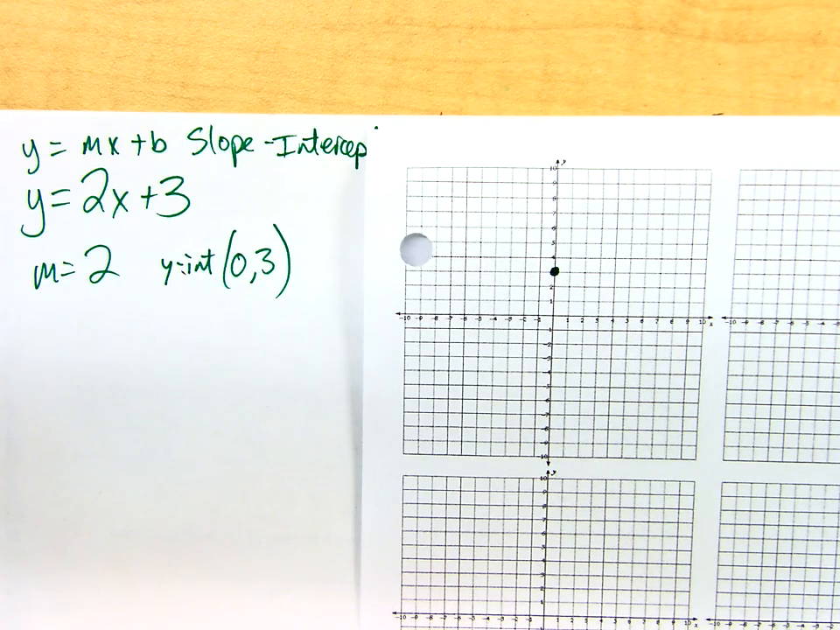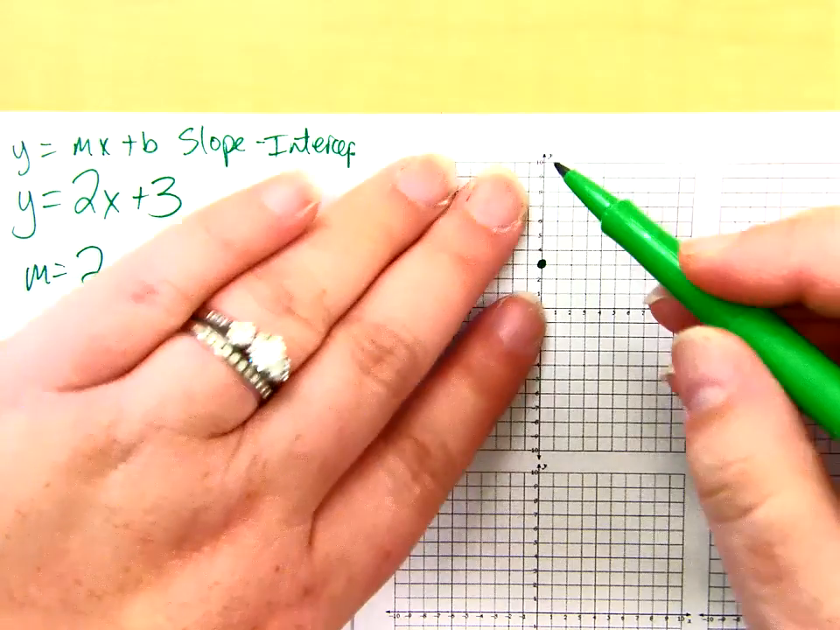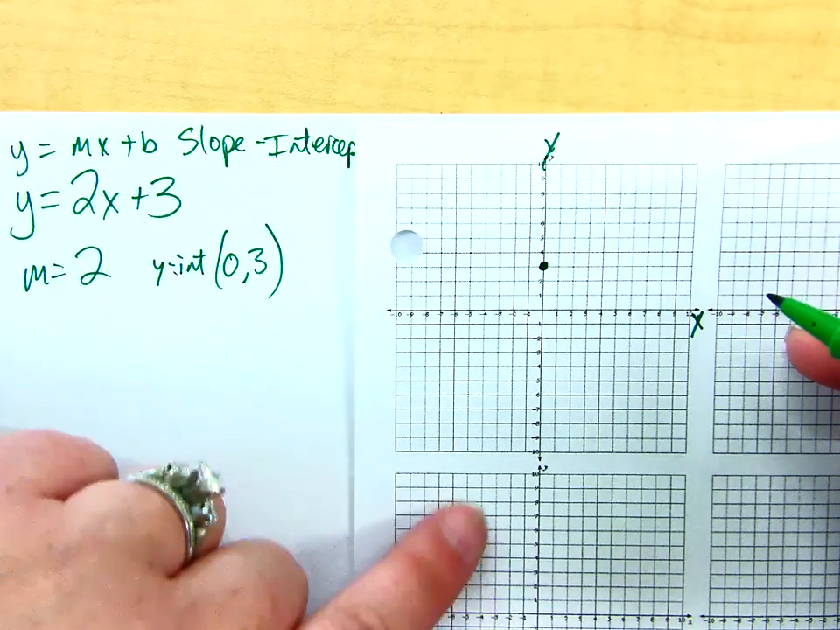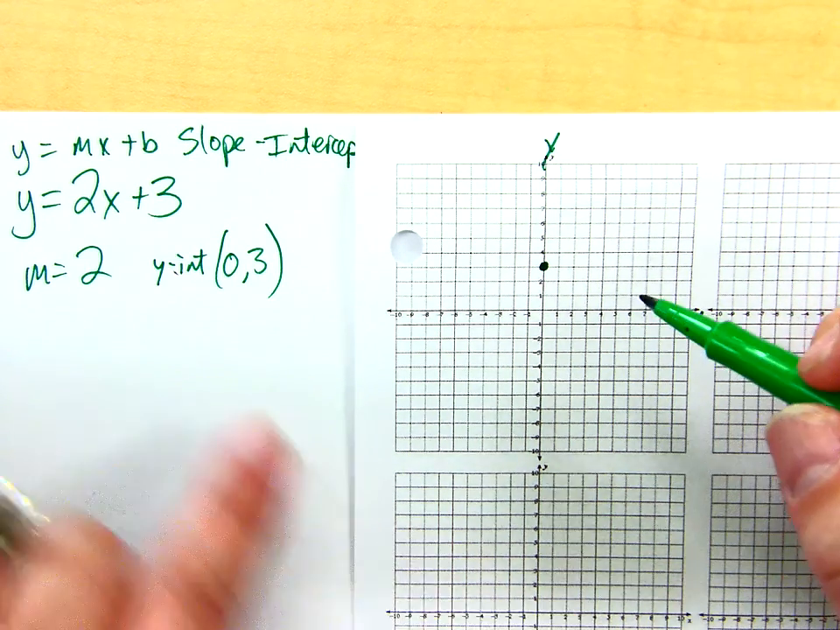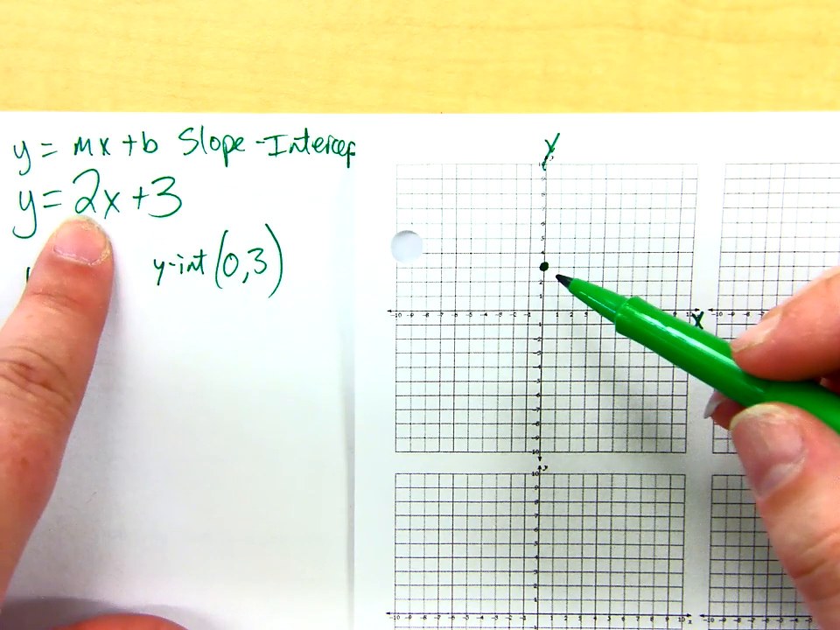Not on the x-axis, it's on the y-axis. Y is the one that goes up and down, remember. So sometimes it even helps to label it if you want to. There are teeny tiny labels on this graph. So that's all you got to do. You start at the y-intercept and then you follow the slope.